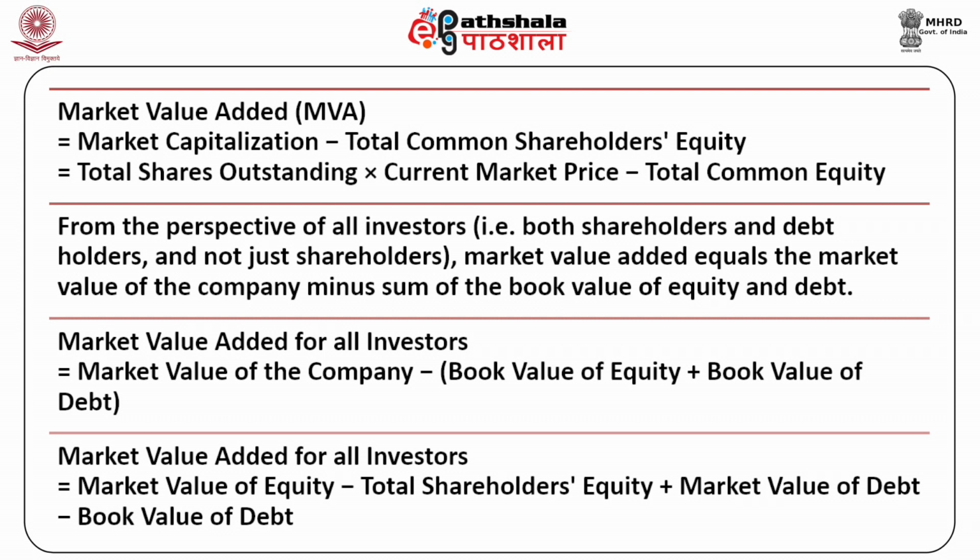2. From the perspective of all investors, that is both shareholders and debt holders and not just shareholders. Market value added equals the market value of the company minus the sum of the book value of equity and debt. Market value added for all the investors is equal to market value of the company minus the sum of book value of equity plus book value of debt. Market value added for all investors is equal to market value of equity minus total shareholders' equity plus market value of debt minus book value of debt.